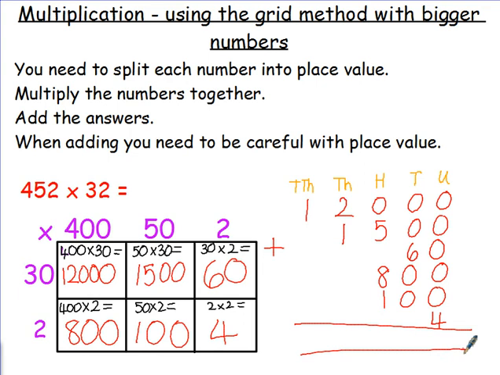Remember to be really careful. This is the place that we make mistakes. Look at my units column, 4. My tens column, 6. My hundreds column, 14. 14 hundreds is 1,400. So I'm carrying over my 1,000. 2,000 add 1,000 add 1,000 is 4,000 and 1 ten thousand. So my answer is 14,464. See how I've put my comma in after my thousands? This just helps us to visualise it a little bit better when reading it.